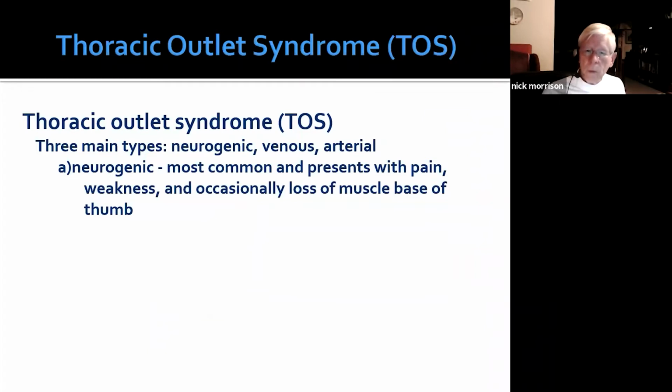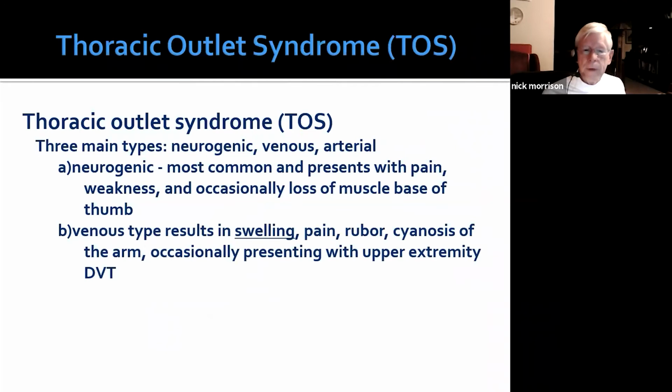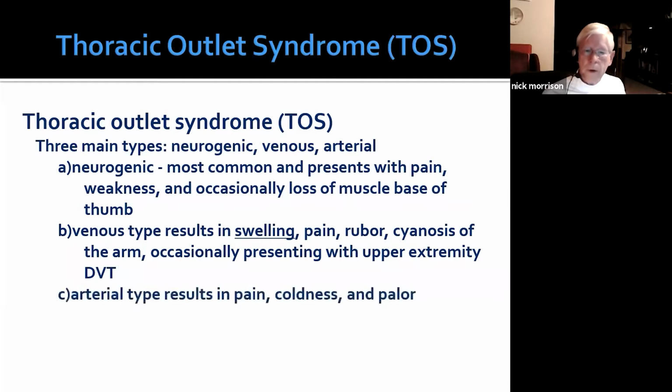Now, we know about the thoracic outlet syndrome. There are three main types: the neurogenic, the venous, and the arterial. The neurogenic is the most common and presents with pain, weakness, and occasional loss of the muscle at the base of the thumb. The venous type results in swelling, pain, rubor, cyanosis of the arm, and occasionally presents with an upper extremity DVT, like in Paget-Schroetter syndrome. And the arterial type has pain, coldness, and pallor.